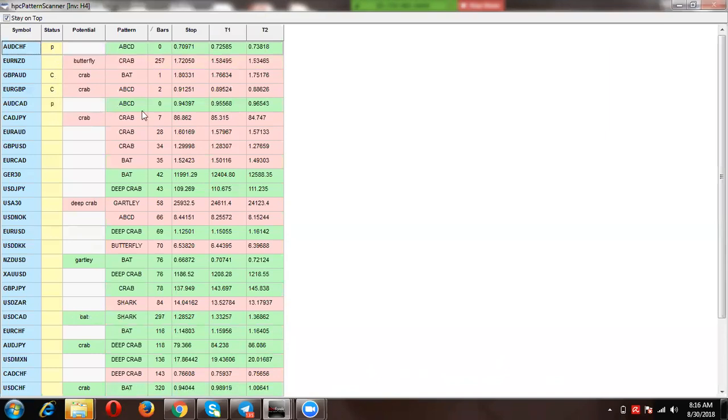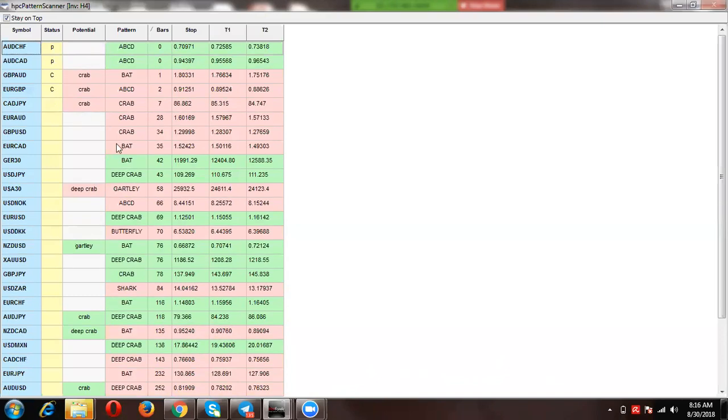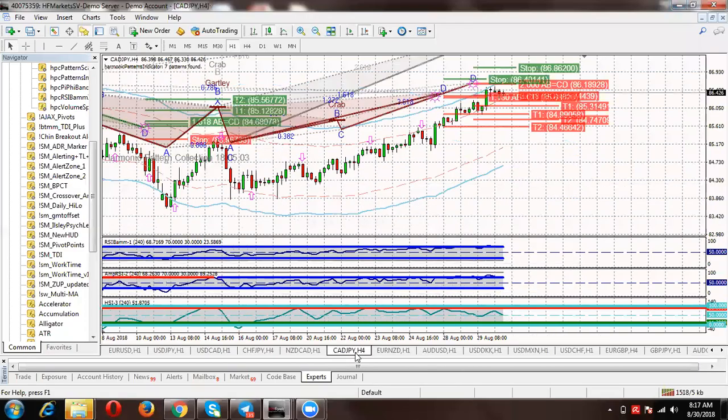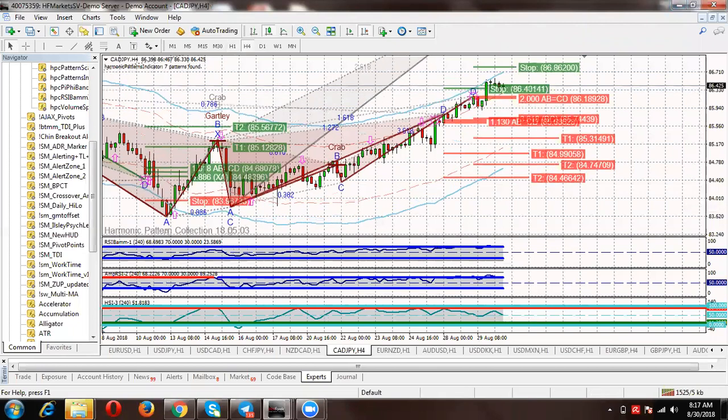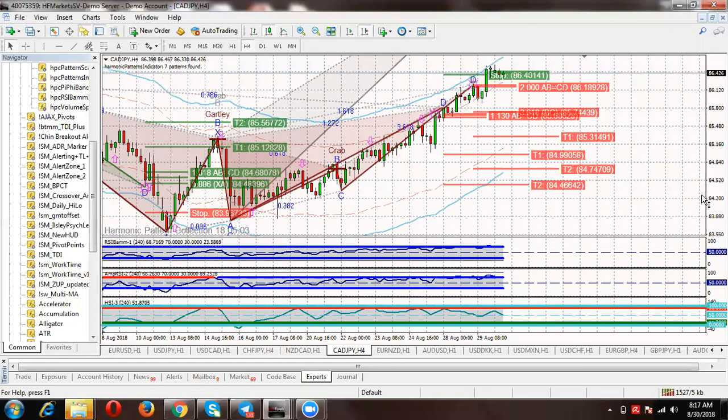We have AUD CAD pending, CAD JPY. Let's check that out. I think that's already playing out. CAD JPY on R4. We're expecting a sell for this pair. It's still pushing up a bit, but we're expecting a sell on it.